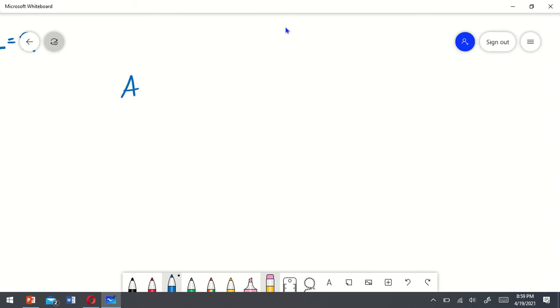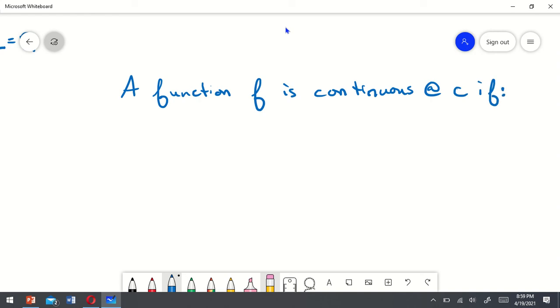Our formal definition is that a function f is continuous at c if three things hold true. Number one, c is in the domain of f, or f is defined at c. So we've been talking about using the word domain a lot more. I'm going to phrase it this way.